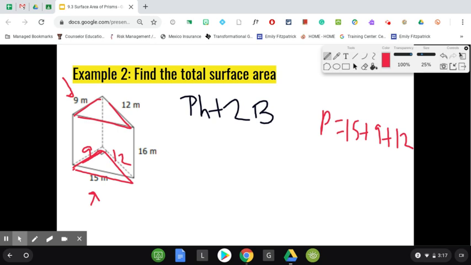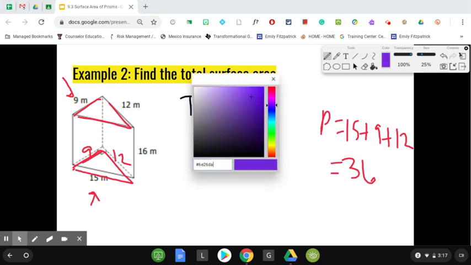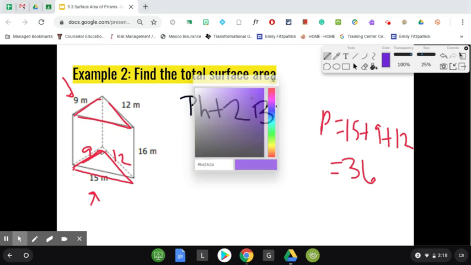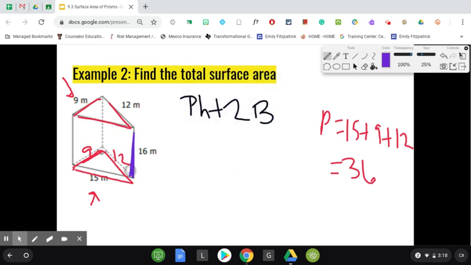That's going to give us 36. So the perimeter of the base is 36. Now we need the height. Remember, the height connects the two bases. So in this case, the line that connects the two triangles is this one right here. So the 16 is your height.